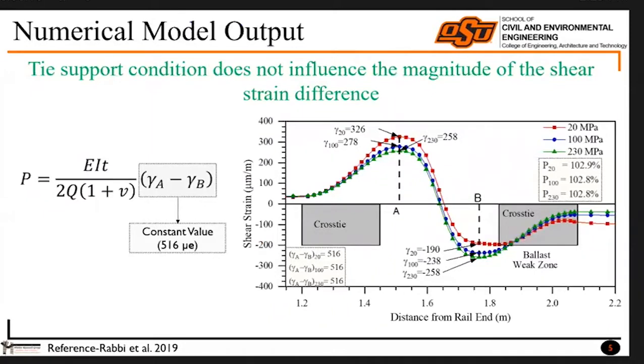So first we numerically study how it can affect. I created a full scale model and tracked the shear strain along the neutral axis of the rail. Here it shows that the rail is supported by 2 cross ties, but I changed the cross tie support condition and wanted to track how it impacts the shear strain that we are measuring along the neutral axis of the rail. And I observed that even if, due to the change of cross tie support condition, the shear strain pattern along the neutral axis changes, their difference always stays constant, which is 516 microstrain, and that is related to the applied load through the geometric property of the rail.